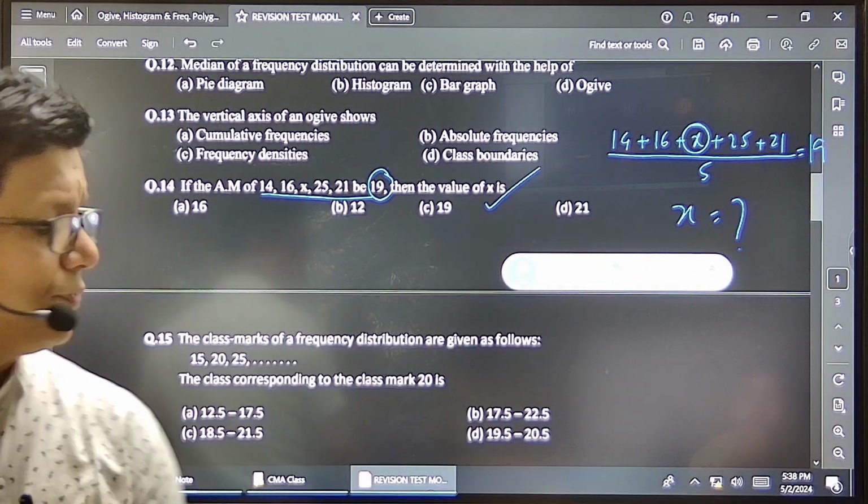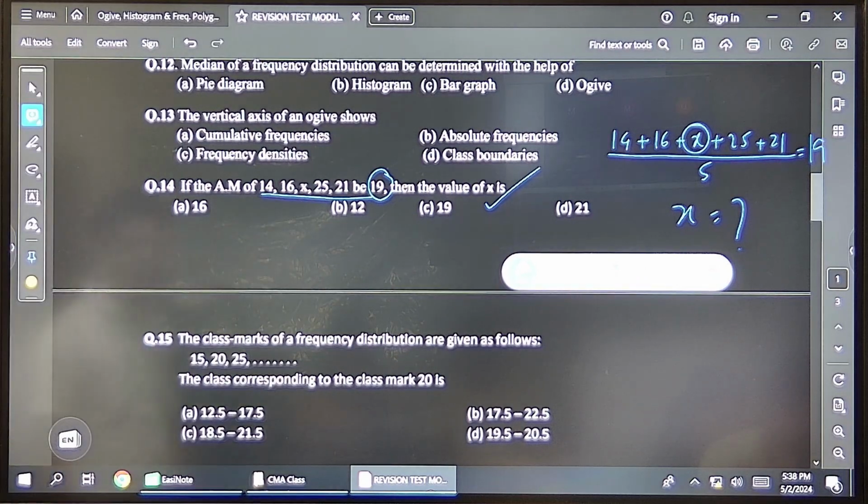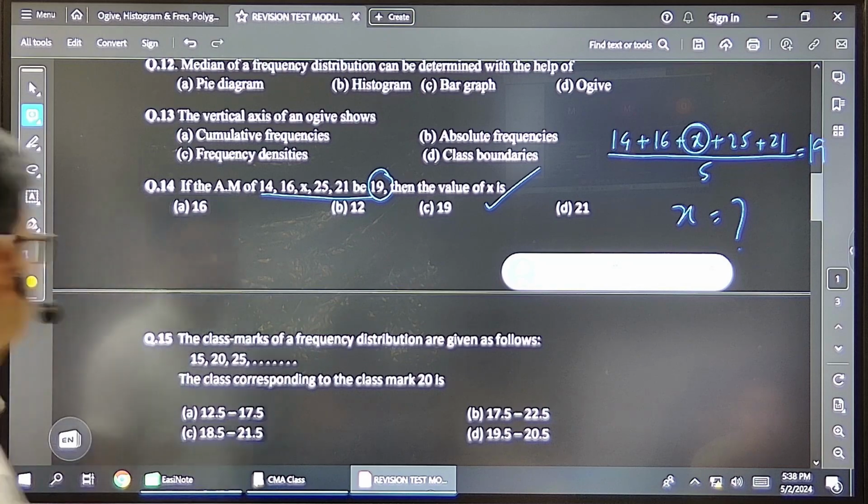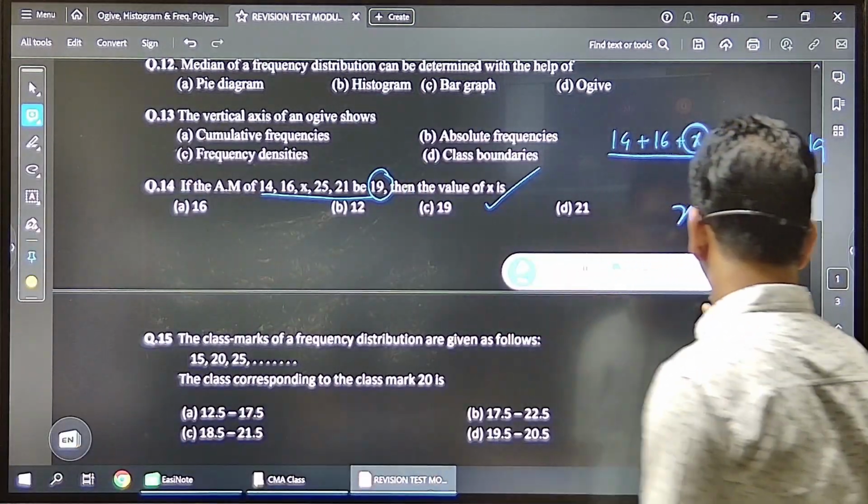15. This is a little difficult. Okay, let us complete. This is the last question, yes or no? 15.